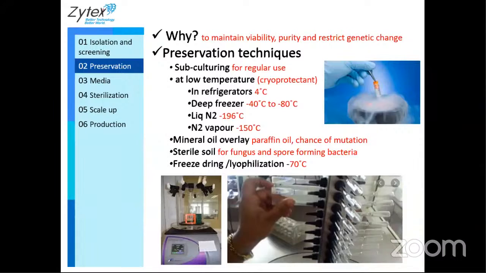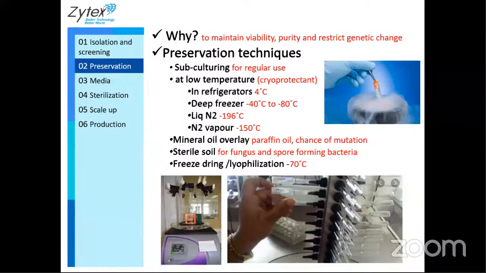There are many fungi which we cannot store at so low a temperature because they actually die. We cannot store them. So for those purposes, we use mineral oil overlay. So the culture is grown on an agar slope and paraffin oil is filled at the top so that oxygen cannot enter and metabolic activity will be restricted, and that is how these slopes can be kept for around 5 to 10 years.